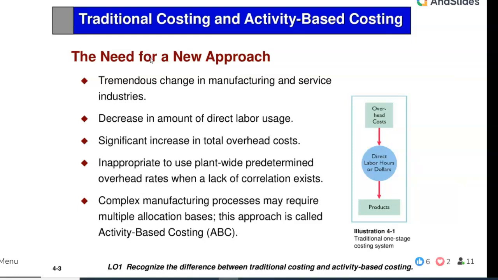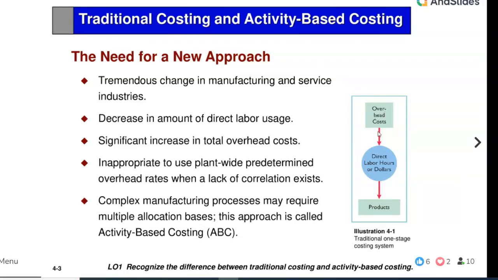Okay, it's inappropriate the way we were doing it to use a plant-wide determination rate, like 5 dirhams a machine hour, because it doesn't really capture the actual consumption of that indirect labor. And that is because we have complex manufacturing processes. And therefore, what we're going to do is expand the allocation base.